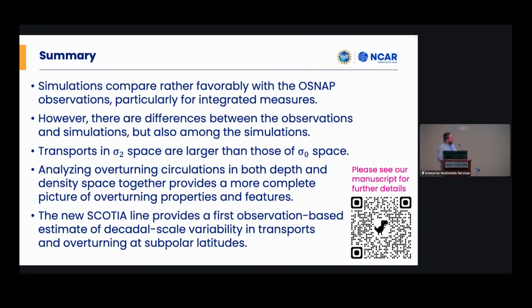And I also show that there is this new Scotia line that provides the first observational-based estimate of decadal, well, it's not really decadal because it's only 20 years, but multi-annual to decadal variability of transport in the subpolar, and we are excited to essentially reproduce what we have done with OSNAP using this product to look more at the longer variability. And if you want to know more, you can go see our paper that was just published this morning. So, good timing.